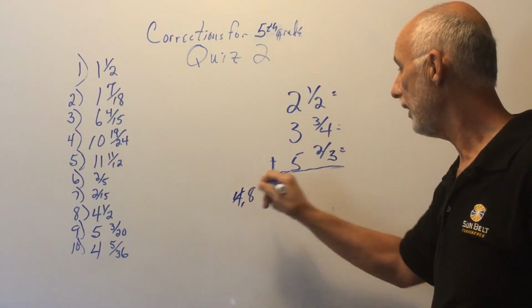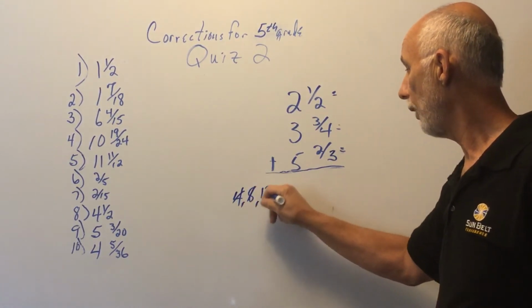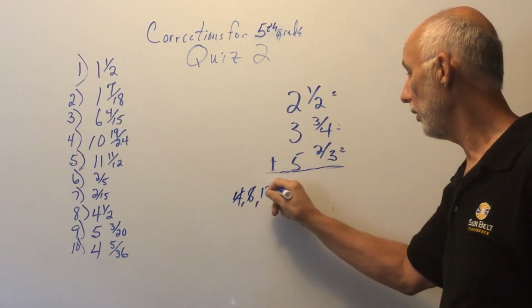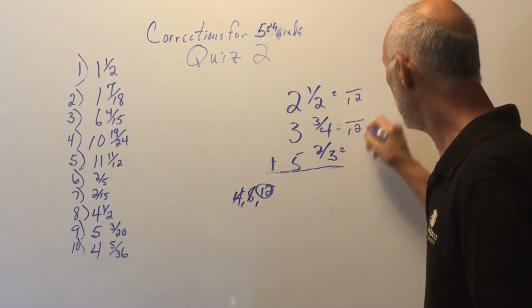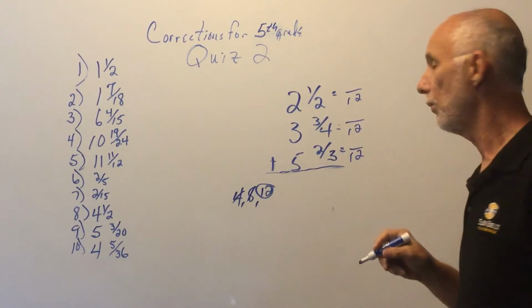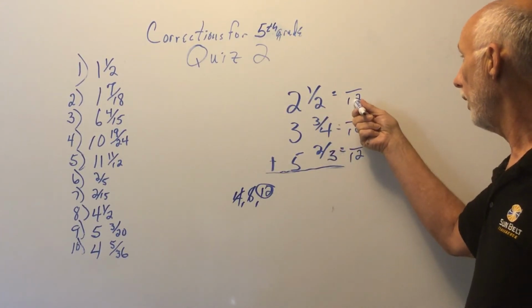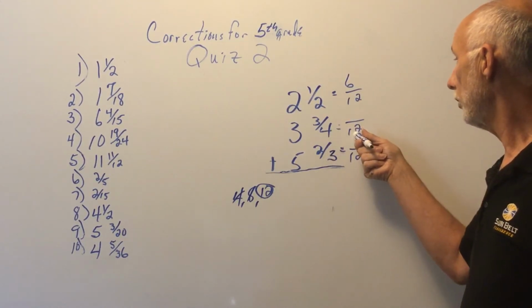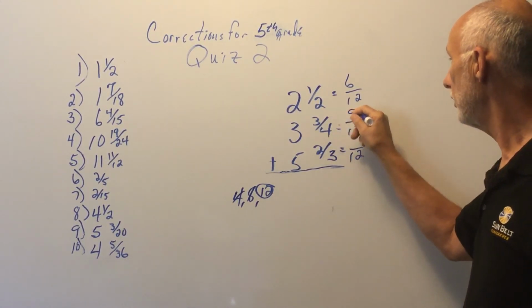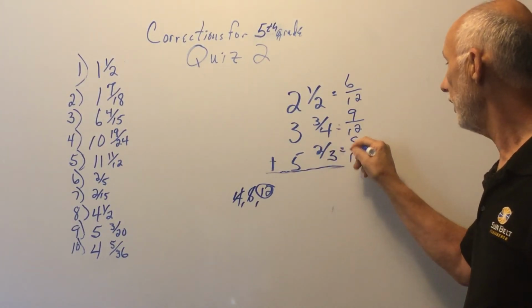4 times 2 is 8. 2 goes into that, but 3 doesn't. 4 times 3 is 12. 2 goes into that, and 3 goes into that. That's my common denominator. I wasted a lot of time doing the problem with the wrong denominator because I'm a dummy and I couldn't read. 2 goes into 12 6 times, 6 times 1 is 6. 4 goes into 12 3 times, 3 times 3 is 9. 3 goes into 12 4 times, 4 times 2 is 8.